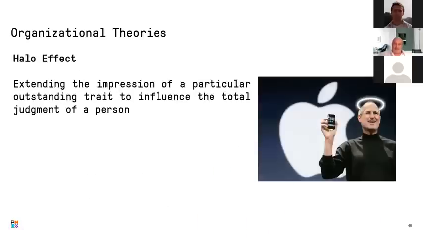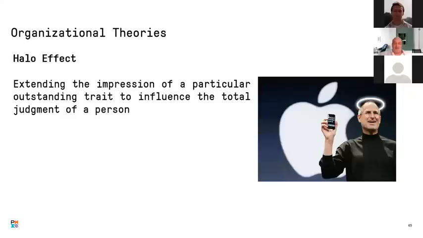One of the questions in the exam, and I've seen it in so many books, and it usually comes up, is the halo effect. Halo effect is like this nice thing above a person's head. It's called a halo, which is extending the impression of a particular outstanding trait to influence the total judgment of a person. What does this mean? I have seen it happen so many times. Let's say an engineer, and this engineer is a very good electrical engineer. He's the best electrical engineer I ever worked with.